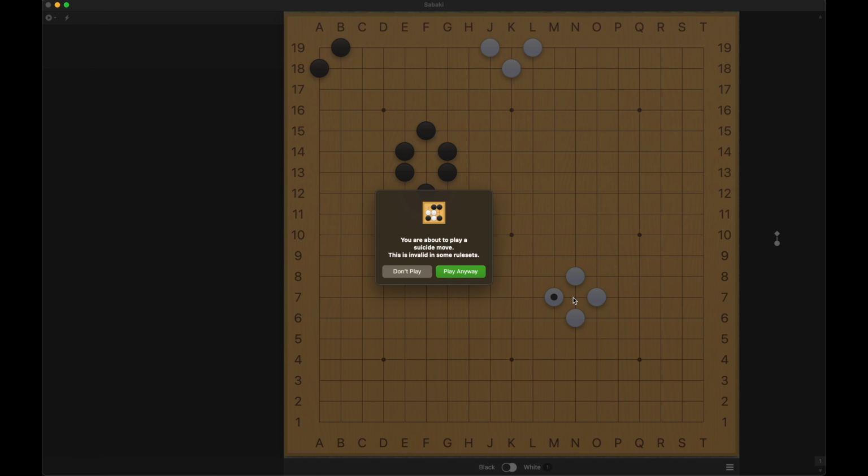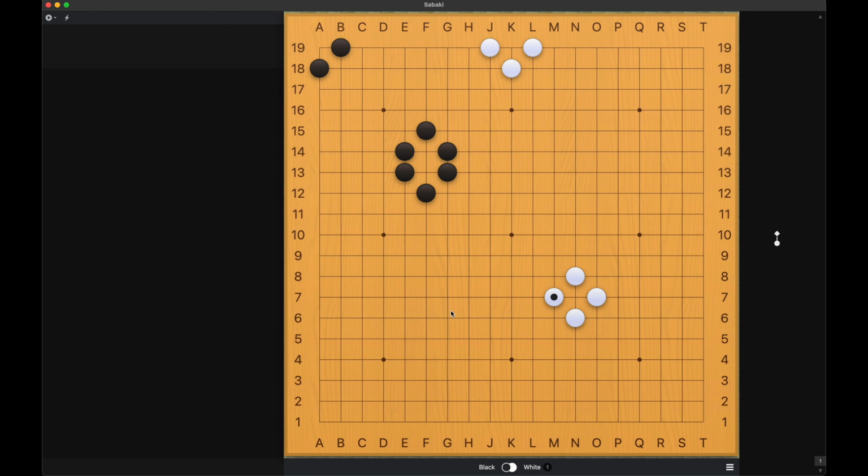If I try this on this Go software, Sabaki, it reminds me that it is an illegal move. So let me go to edit mode and put a black stone in here. You'll never see this pattern in an actual Go game because it doesn't exist, because black has made an illegal move.